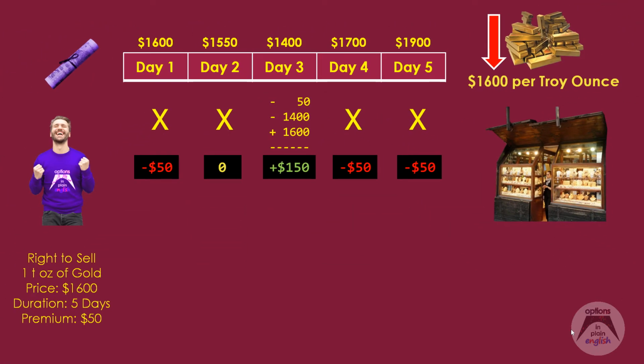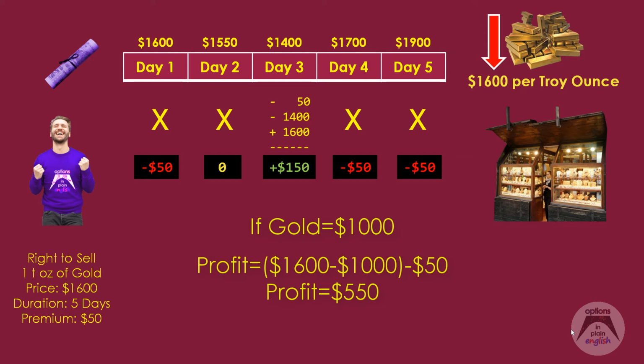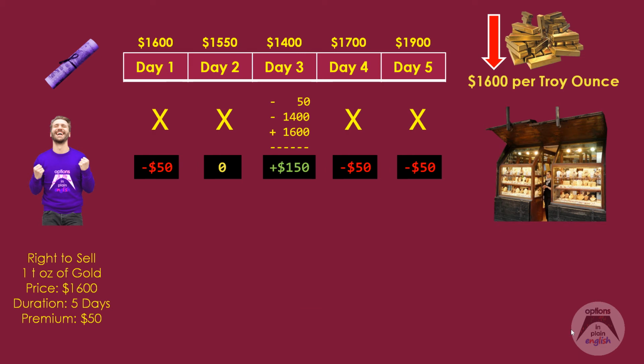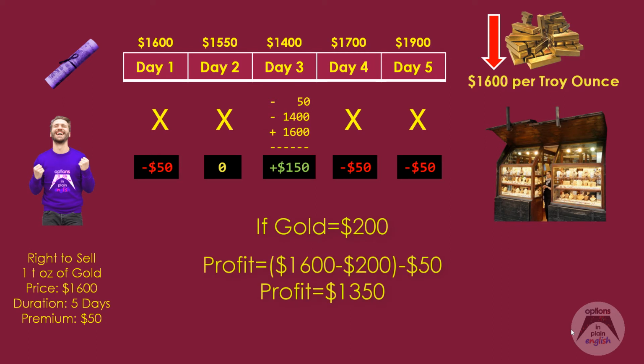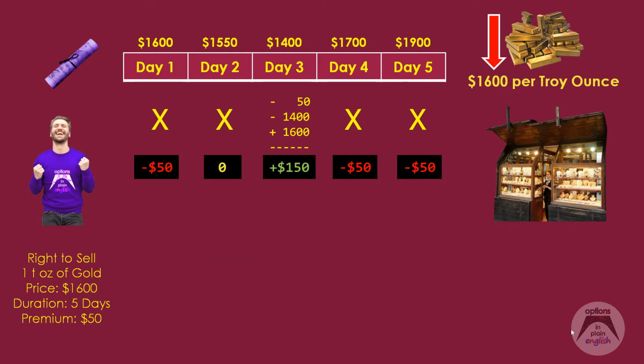if the price of gold had gone to 1,000, for example, he would have made the $600 difference minus the $50 in premium. So he would have made $550. If the price of gold really crashes and it goes to $200, then he would be making the difference between 1,600 and 200. So he would be making 1,400 minus the $50 that he paid for the premium. So $1,350. So you can see that you can make what you paid in premium many times over if you get the direction right, but you can only lose $50.